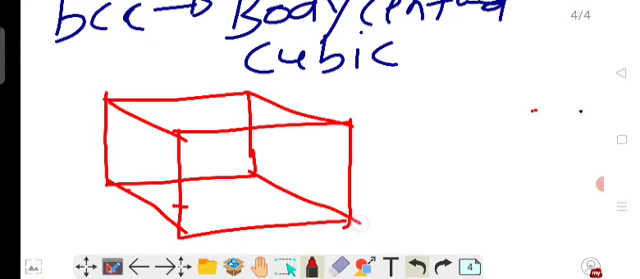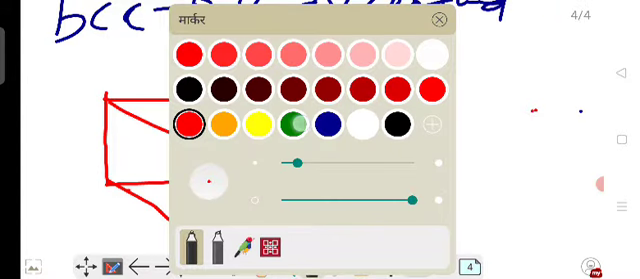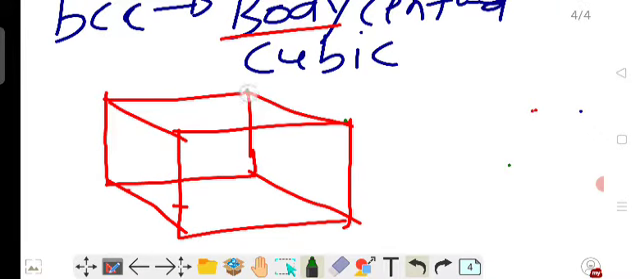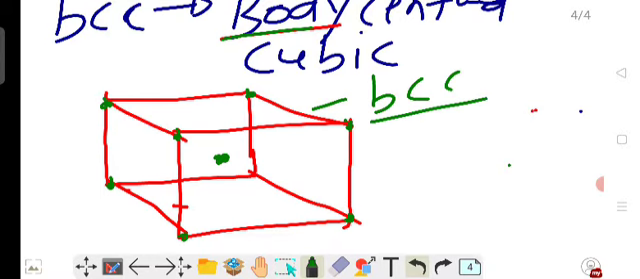This is a simple cubic. Here is the body center. It means there are 8 corners and there are 8 lattice points, and due to its body centered nature, at the body center there is one other lattice point. So there are 8 corners and one point at the center, and this is known as the BCC crystal structure of the cubic system.